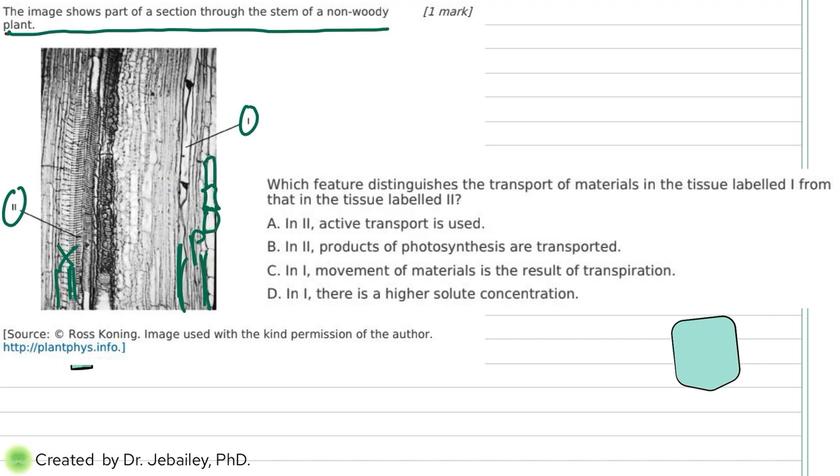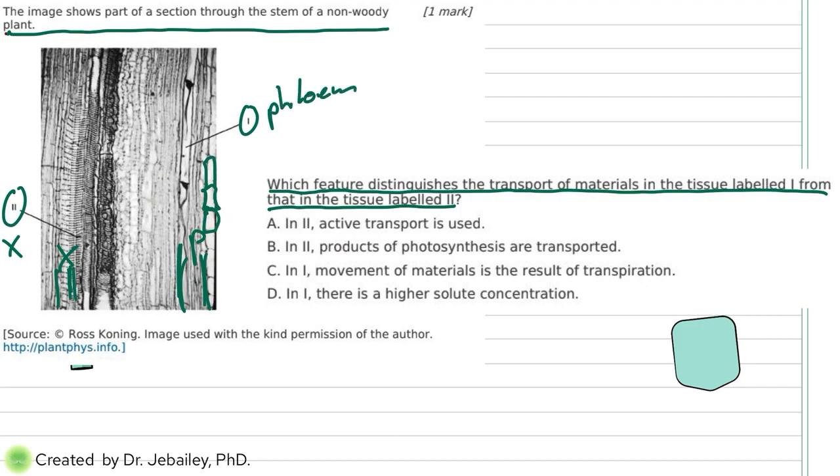I know this because I've seen so many times a picture of the xylem and phloem. You have to go through the micrographs. Don't skip them because they show up a lot. So the question says, which feature distinguishes the transport materials in tissue labeled 1 from that in tissue labeled 2? So we already said that 2 is the xylem, and we already said tissue 1 is the phloem.